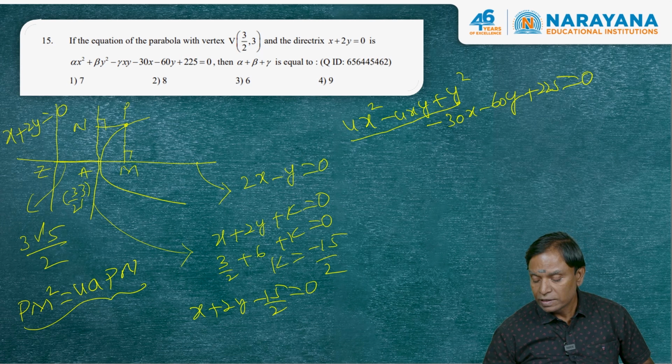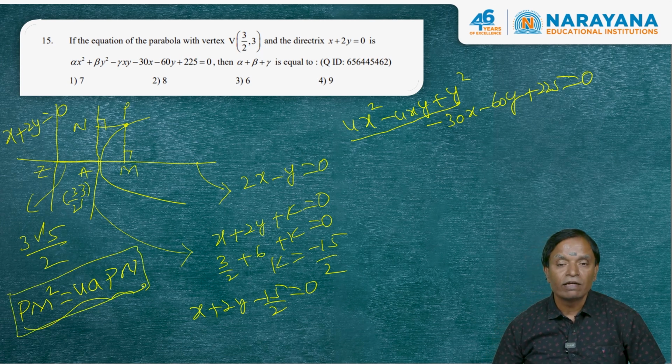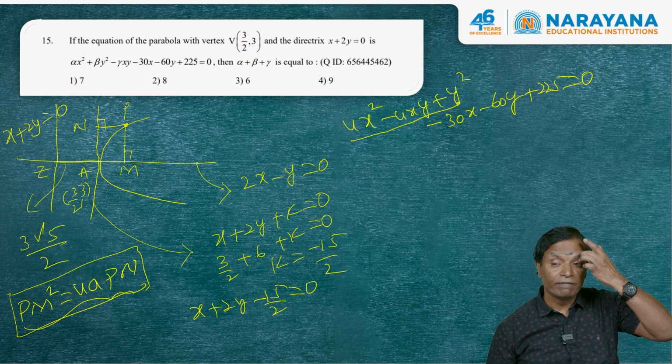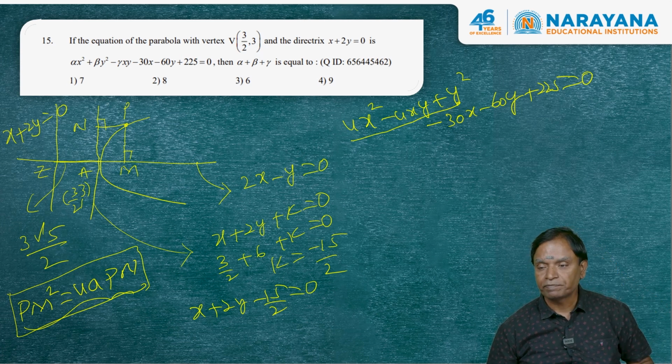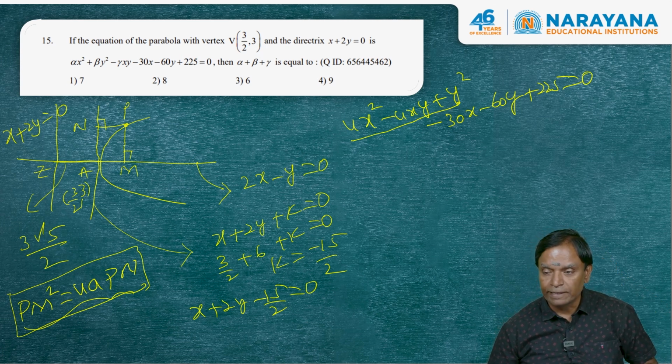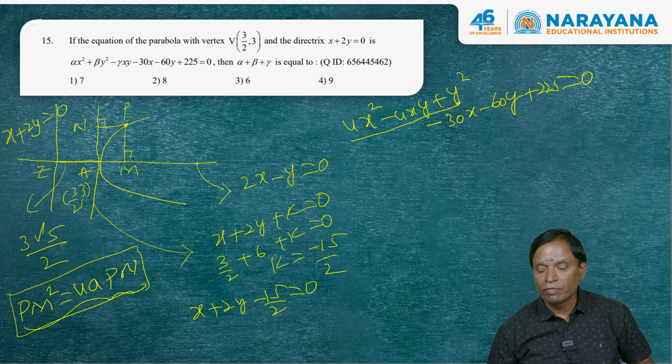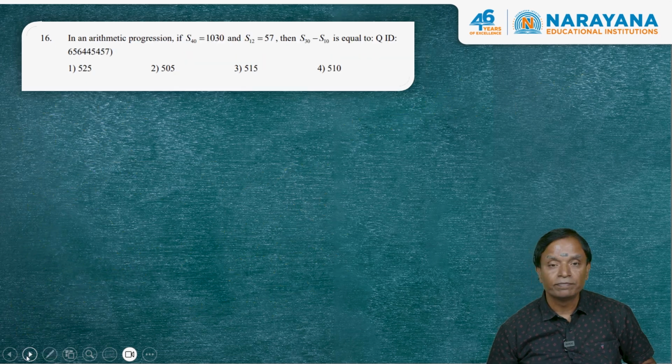So remember this equation: whenever you are given the axis, the tangent at the vertex, and the length of the latus rectum, you can say the equation of the parabola is directly PM² = 4a · PN, right? We'll go to the next problem.